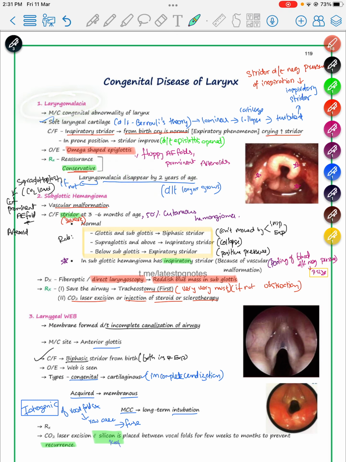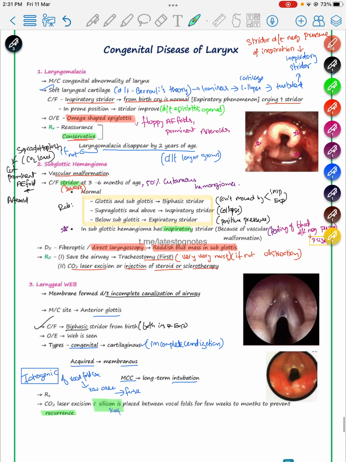Next, let's go into subglottic hemangioma. How will the child present here? This is also a vascular malformation. The clinical picture is stridor only, at 3 to 6 months of age. There will be inspiratory stridor present in subglottic hemangioma.